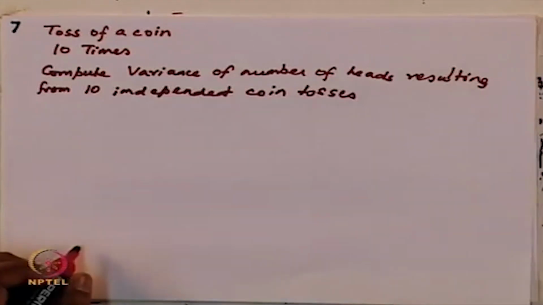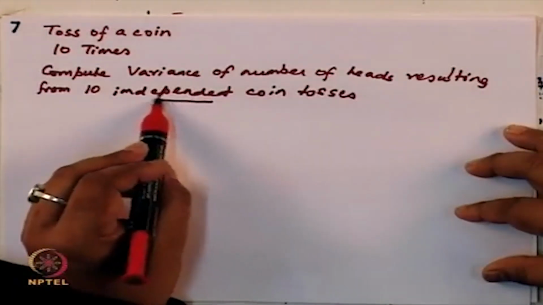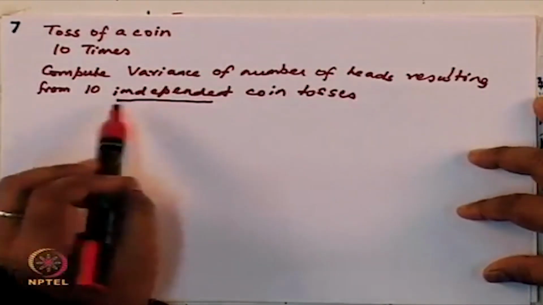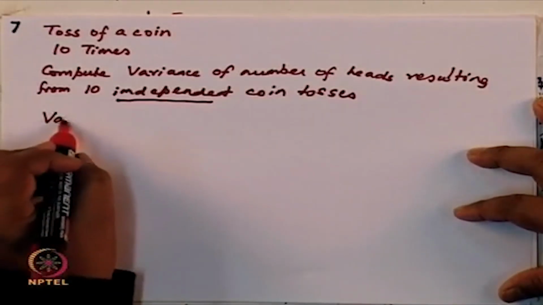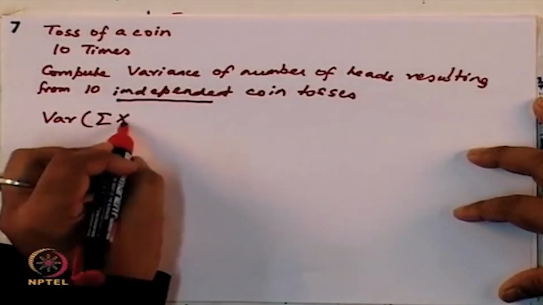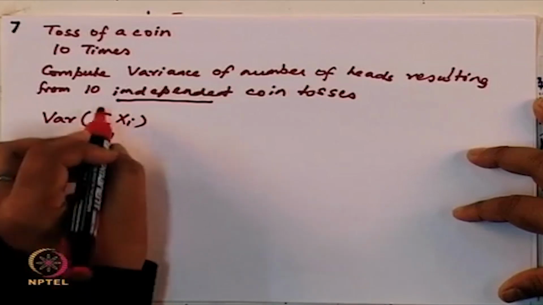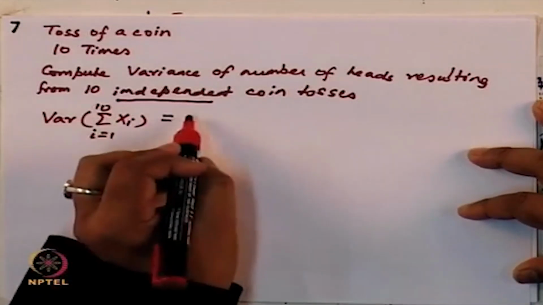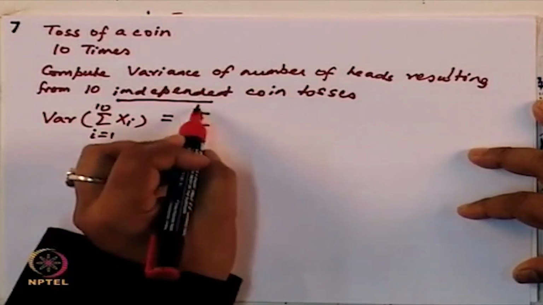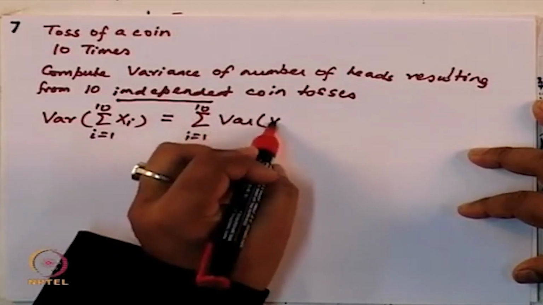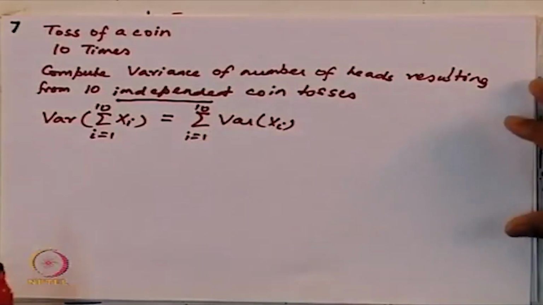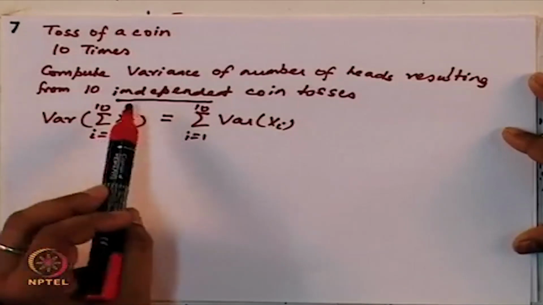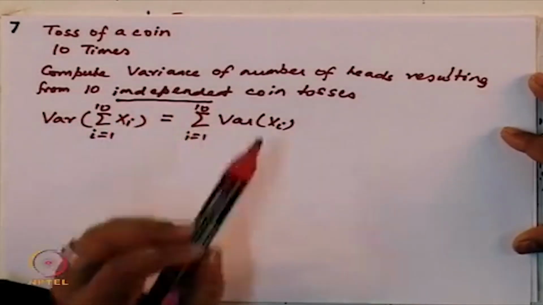Okay. So, what you see here are independent coin tosses, right. So, I can write variance of summation xi, i equal to 1 to 10, as nothing but summation i equal to 1 to 10 variance of xi. Okay. So, covariance is 0 because the events are independent of each other.